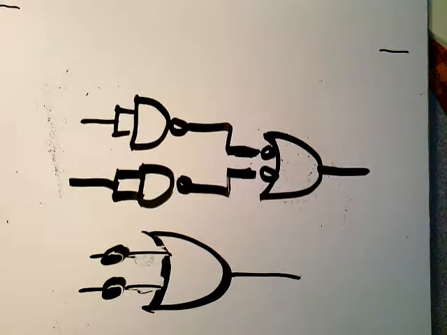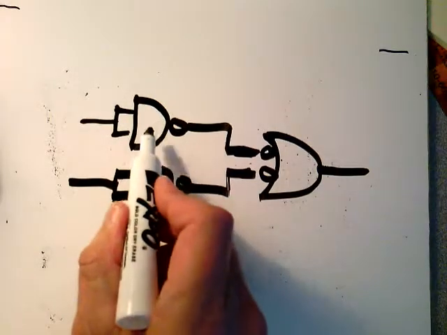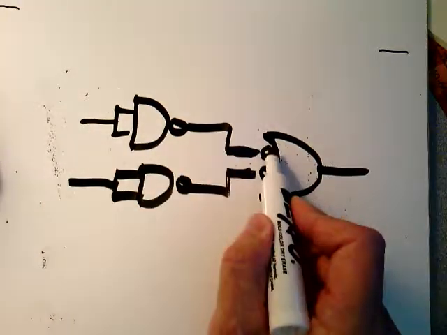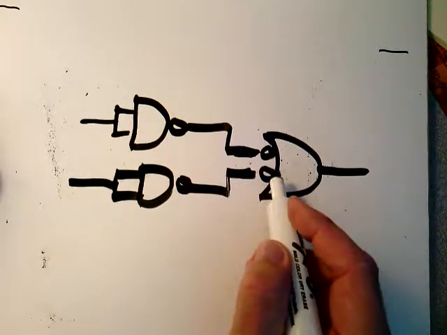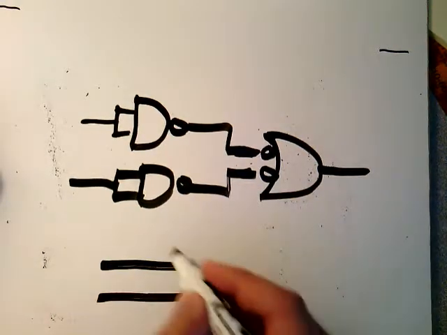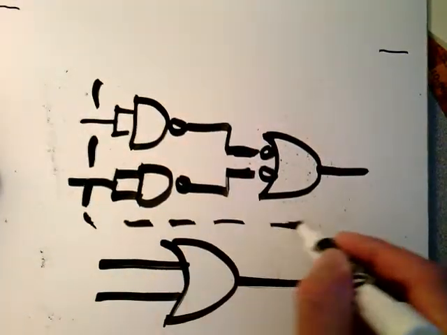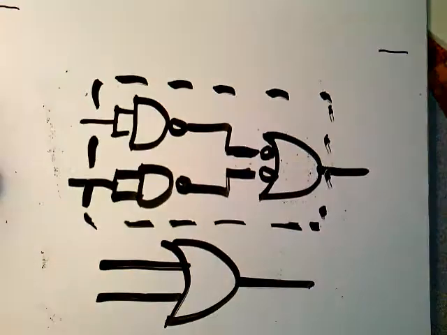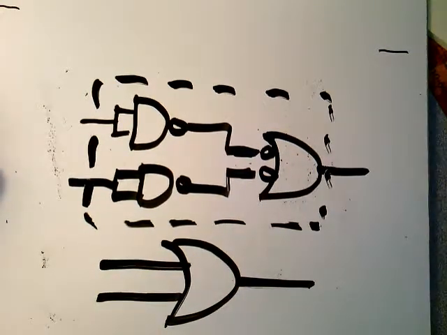How does it do that? Well, this bubble, this inversion gets rid of that bubble. This inversion gets rid of that bubble. So you basically have an OR gate. That is an OR gate using 3 NAND gates. 3/4 of a 7400 package.